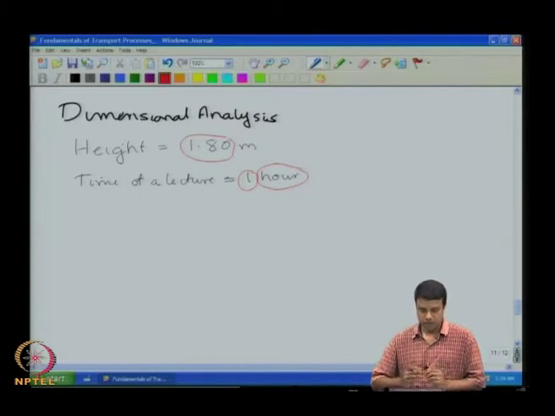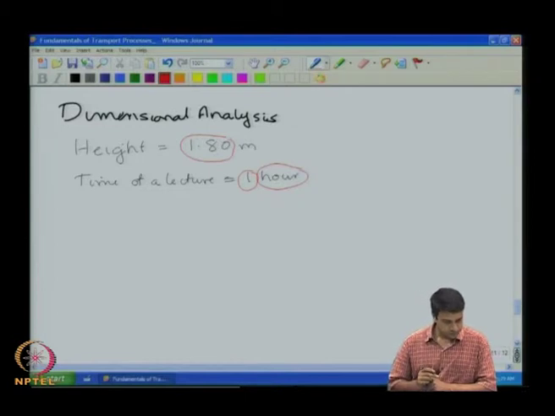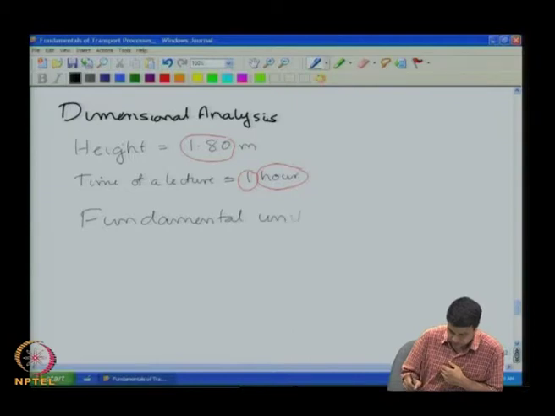However, one can write a relationship, for example, between the flux and the concentration gradient, because that is an equation in which both sides are of the same unit. So, it is first important to list out the fundamental units, and then look at how these quantities can be expressed in terms of those fundamental units.